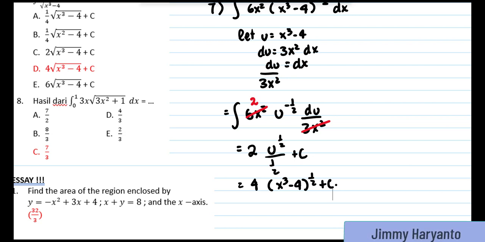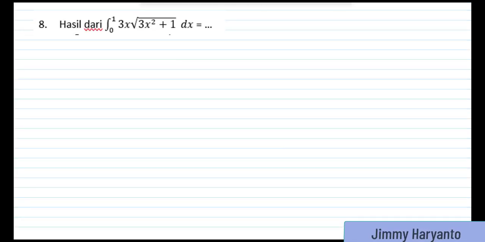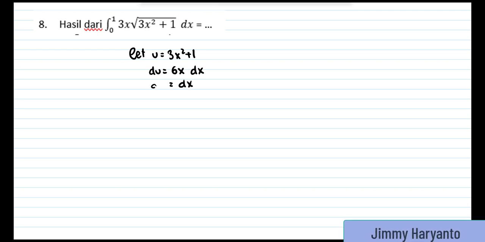Okay, it matches. Next, number 8. For number 8 we have to use substitution. So I let u equal 3x squared plus 1, and then du equals 6x dx, and then dx equals du over 6x.